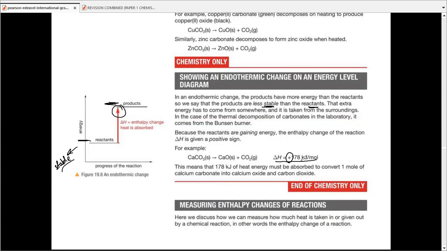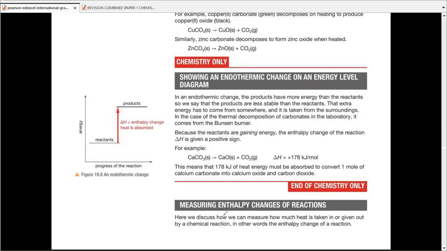Yes. Now, since it's kilojoules per mole, you should be able to understand that we have taken 1 mole of calcium carbonate in this reaction and converted it into its respective products. So 178 kilojoules of heat energy was taken in before we could break that down. So any lesser amount of energy won't be able to decompose it. The exact amount of energy or higher would be able to decompose it. Make sense? Yes. Great. Let's move on.